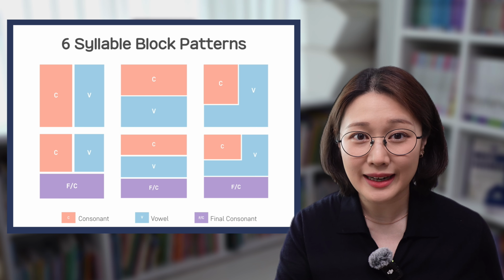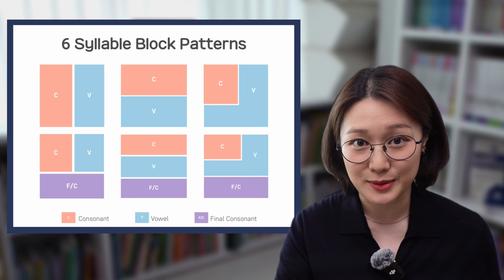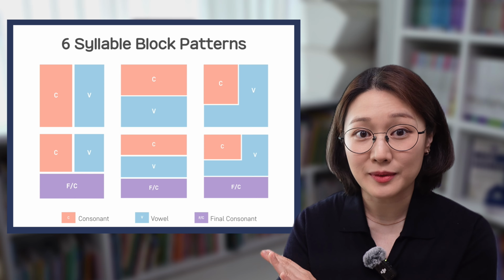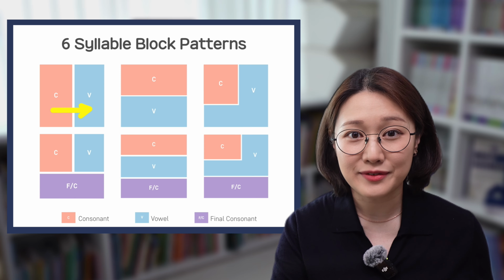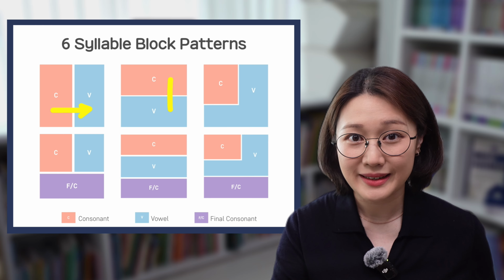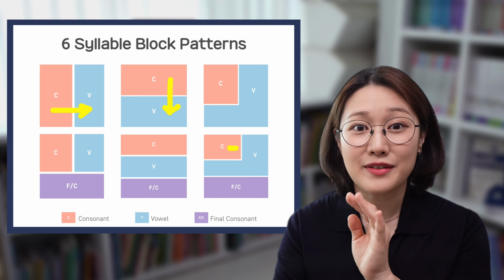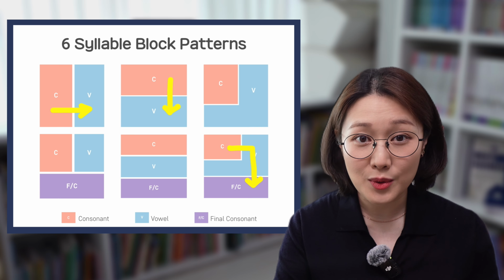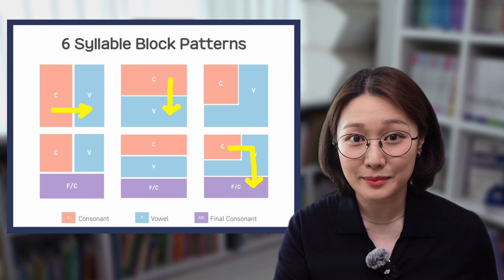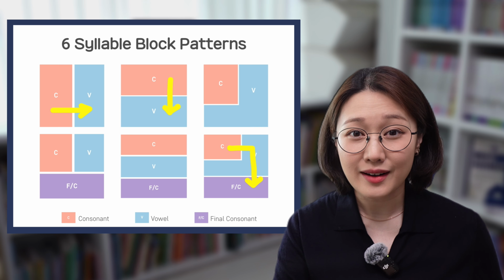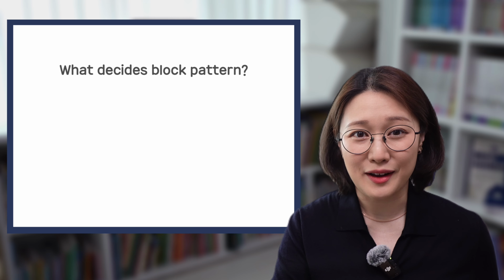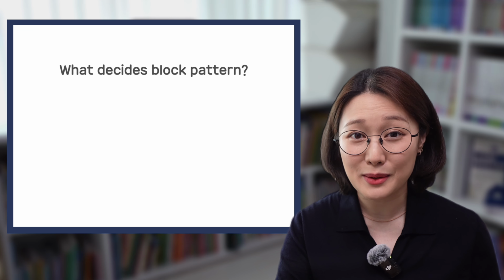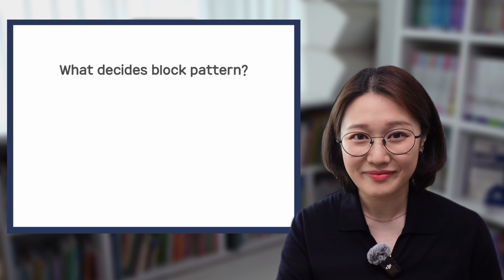The writing order and the reading order are the same too. You write and read from left to right, and then from top to bottom. Consonant, vowel, and then final consonant. Now you know the basic rule of Hangul syllable structure, and then when do we use each block? This is probably what you're most curious about, right?